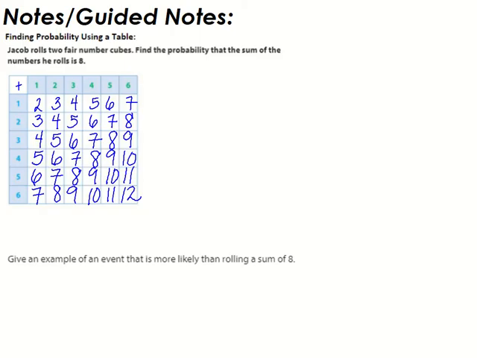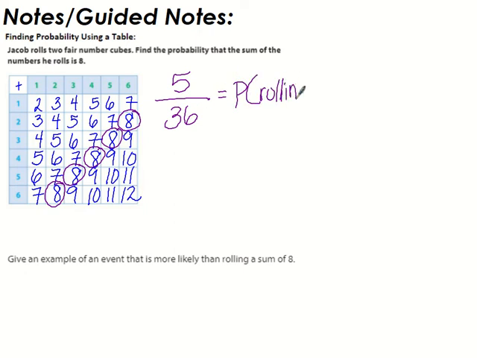So we need to go find all of the 8s. So we have 1, 2, 3, 4, 5. We get 5 out of a total of, well, 1, 2, 3, 4, 5, 6, and 6 by 6 is 36. This is the probability of rolling a sum of 8. So that's how we would use a table.